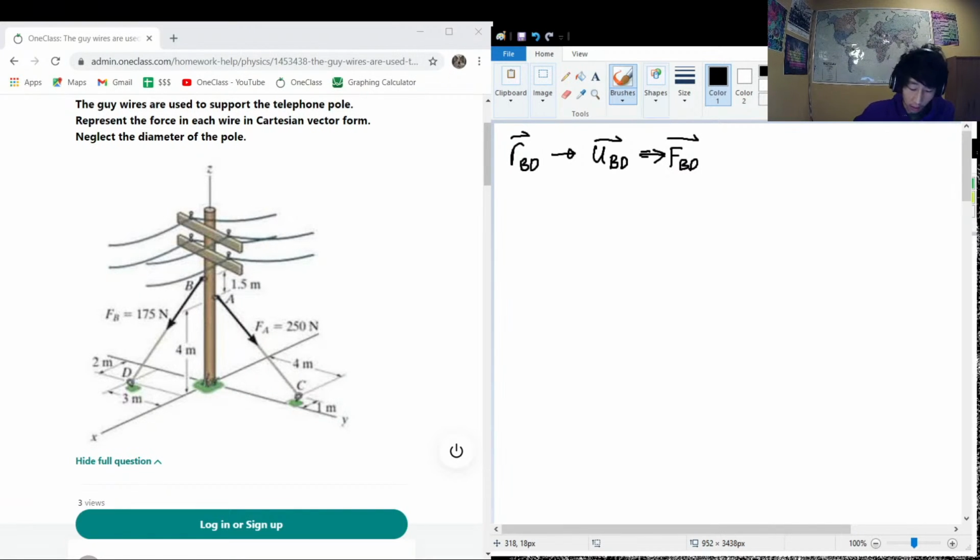Okay, so let's identify our points of interest. So point B on the pole is in the X direction 0, in the Y direction is 0. Right? It's just like straight elevated from the ground. And then its height is 4 meters plus 1.5 meters. So that is 5.5 meters.